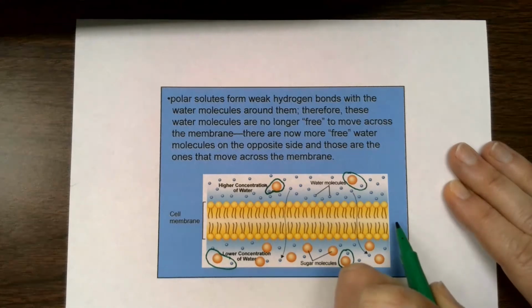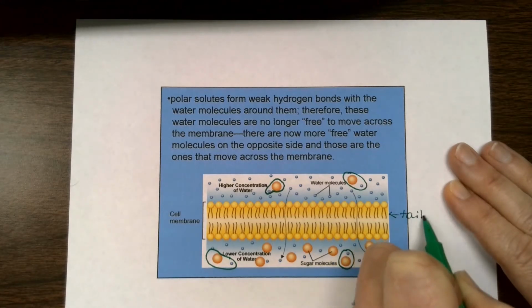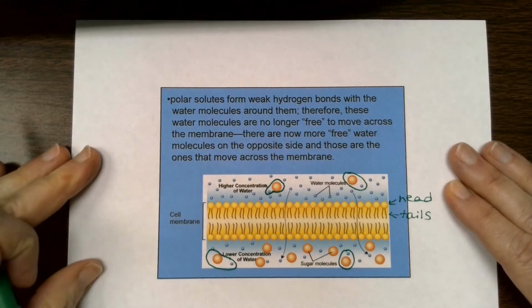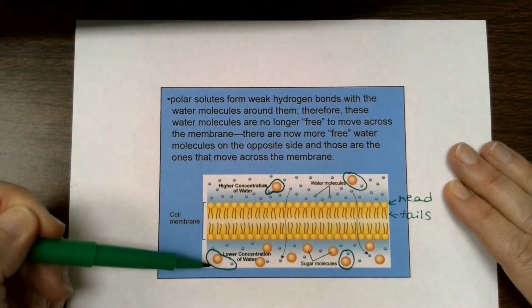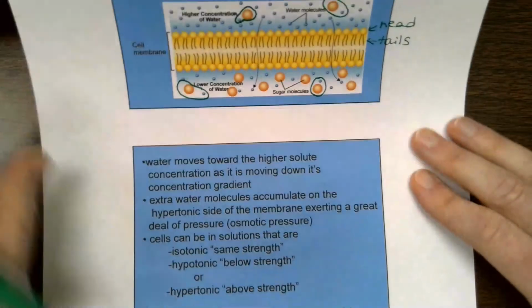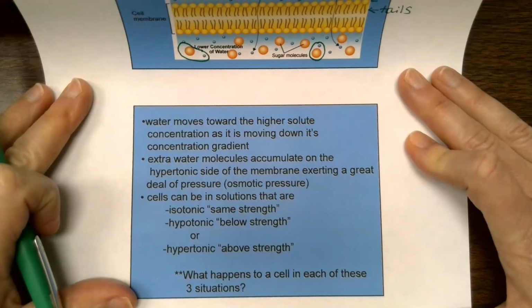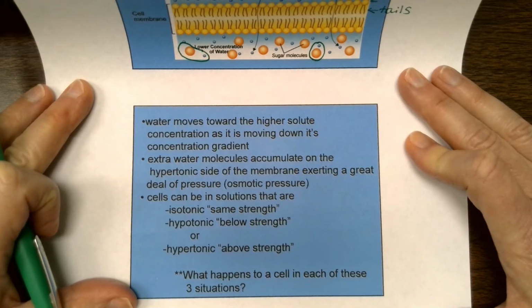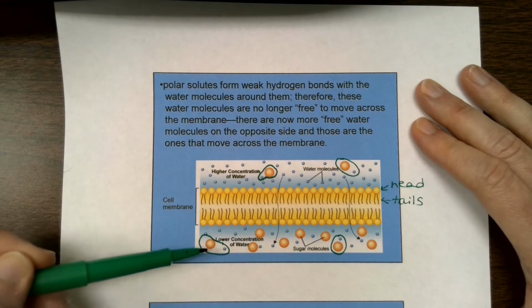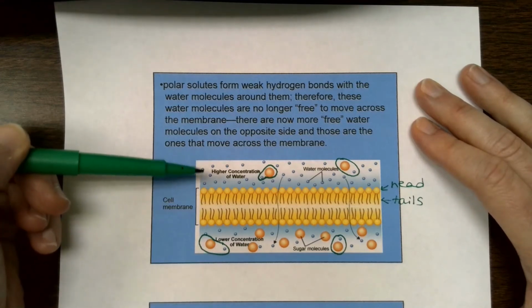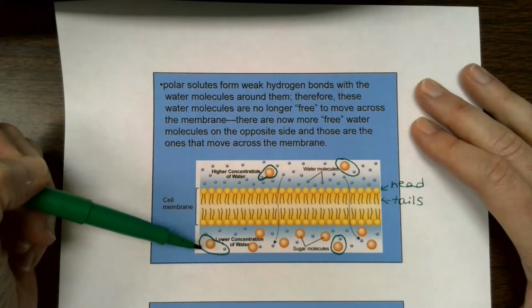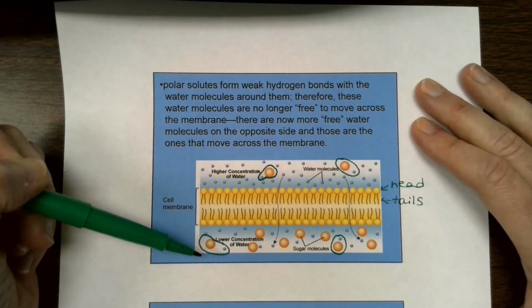Again, it's these nonpolar tails that separate the cell from its surroundings. Remember, that's the head of the phospholipid; you just don't see any protein shown here. There's more free water up here than down here, so water is going to flow down its concentration gradient. Water moves toward the higher solute concentration as it moves down its concentration gradient. Let me go back to that picture. Here's the more concentrated side of the membrane: there's way more sugar dissolved in the water over here than over here. So water moves down its own concentration gradient toward the higher solute concentration, toward where there's more sugar.